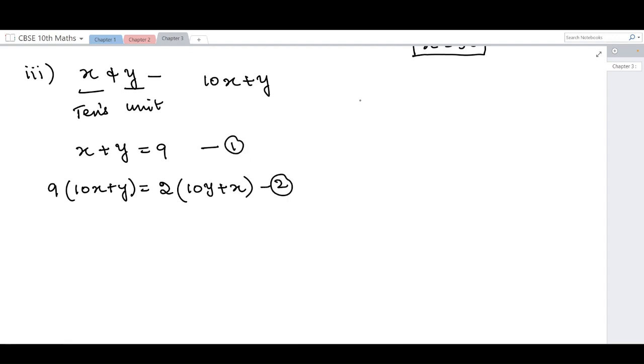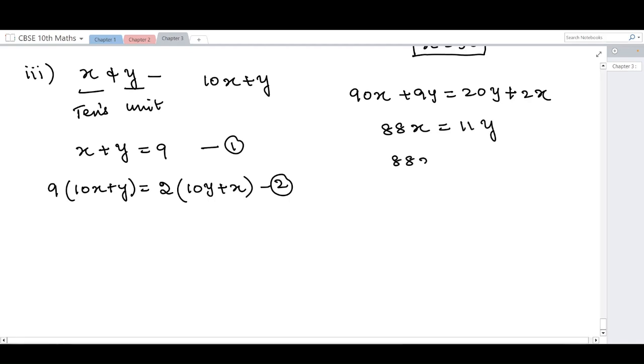Now we have to apply the elimination method and solve the equations, right? The first equation is very simple. Now we have to rearrange the second one. So we will get 90x plus 9y equal to 20y plus 2x. If you rearrange this, you will get 88x equal to 11y. So 88x minus 11y equal to 0 is the rewritten form of equation number 2.